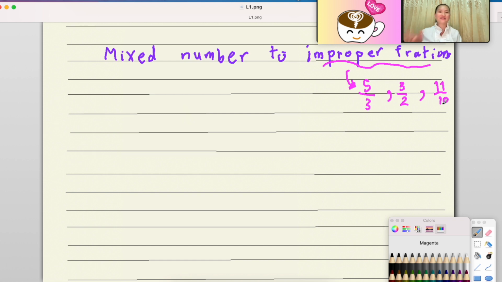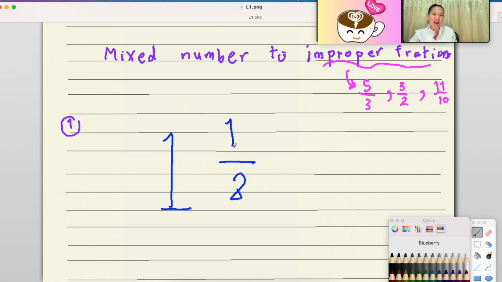Let's see how we can convert a mixed number to an improper fraction. For example, if you have 1 and 1 out of 2. Great. Again, at your school, did you write it out like a 2 line like this? Really? I'm going to write it out like 1 line. What you're going to do is 1 and 1 out of 2. The first step, you do 2 times 1 is 2, and then you plus 1.